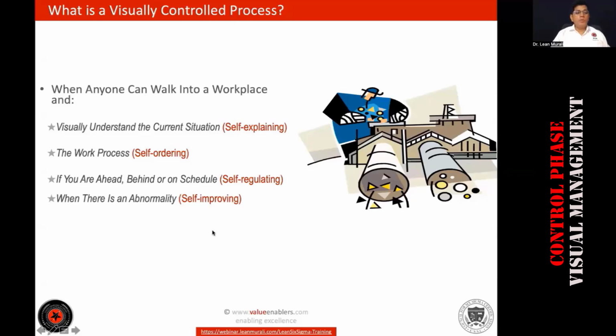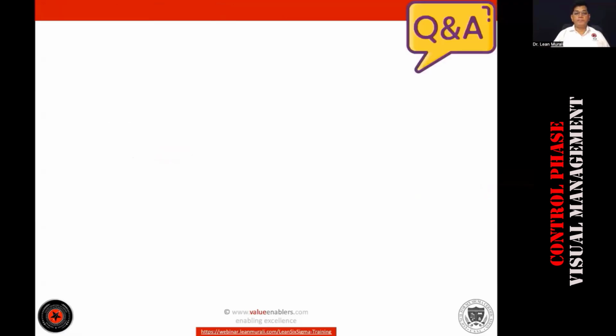All right. So, visually understand the current situation. That is self-explaining. Self-ordering is the work process. That is how the work should be done. It orders itself. What is the next step you should take? Self-regulating. It will automatically tell you whether you are ahead of schedule, behind schedule, or in line with the schedule. And when there is an abnormality, self-improving. It should help you improve it.